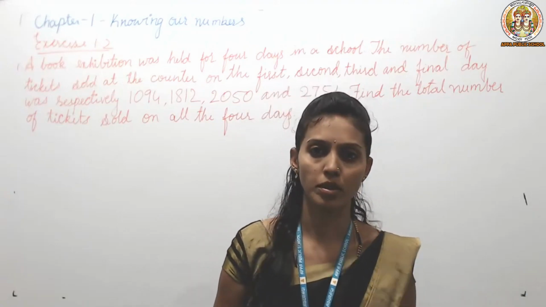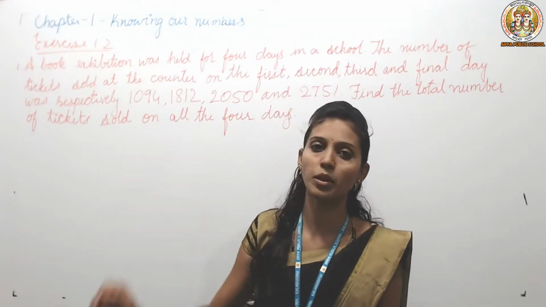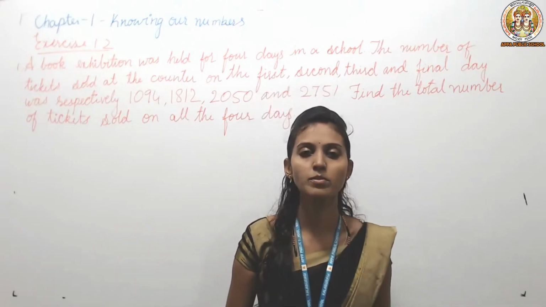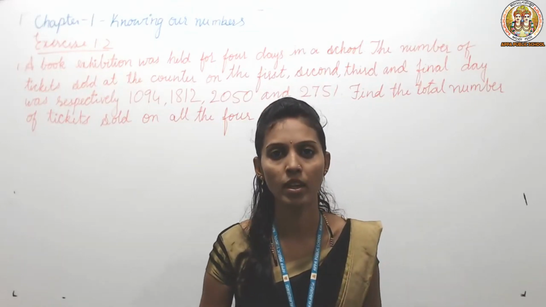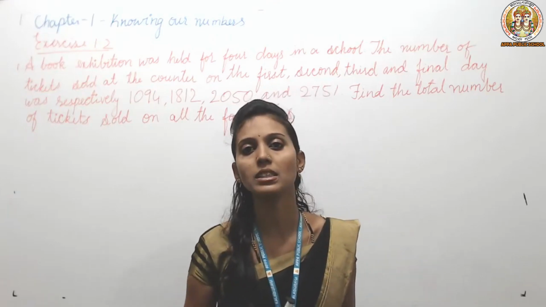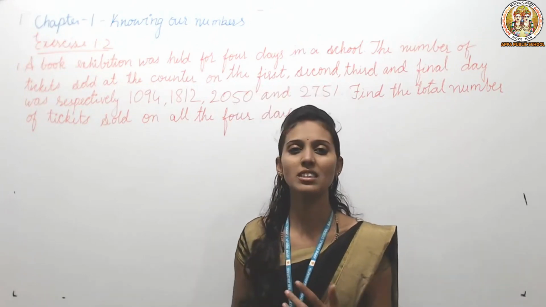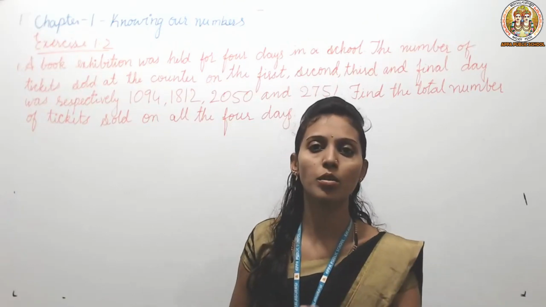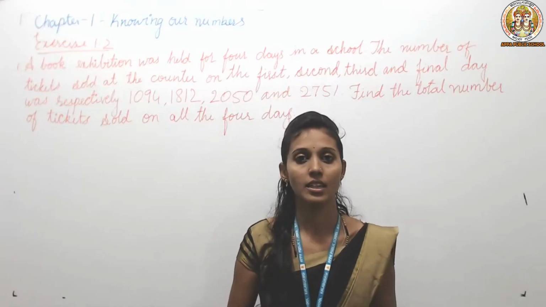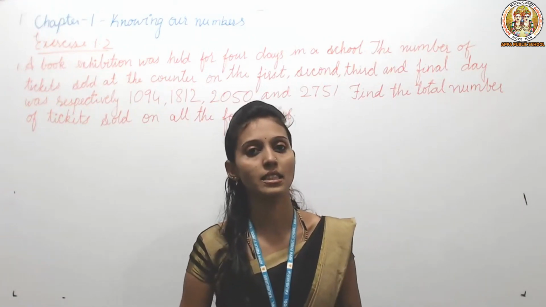As I said in the previous clippings, we have completed exercise 1.1 and we are going to start exercise 1.2. Here in this exercise we have 12 problems. Out of that, we are going to solve the first 6 problems. All these are word problems based on operations: addition, subtraction, multiplication, and division. You have to just read the question and understand what to do. Here you have to add, subtract, multiply, and divide. Along with that, comparison is also there. So shall we start exercise 1.2?